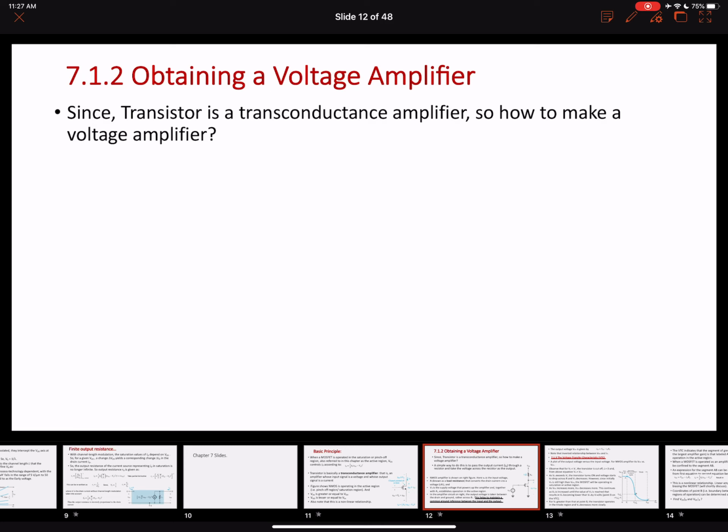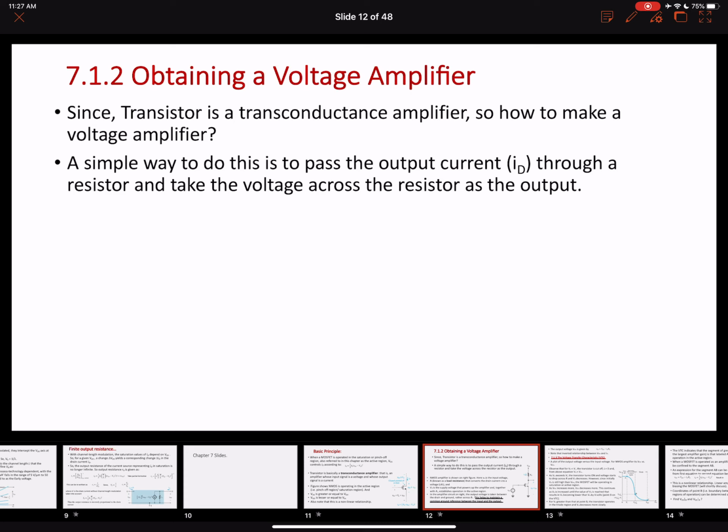Okay, so the transistor is a transconductance amplifier. So how do we make a voltage amplifier? Just pass this output current, which is the drain current, through a resistor, and the potential drop across the resistor will be proportional to the changes in the drain current. So that will be the output.